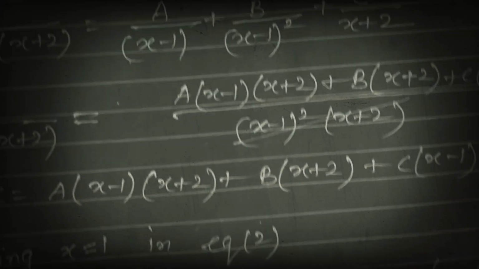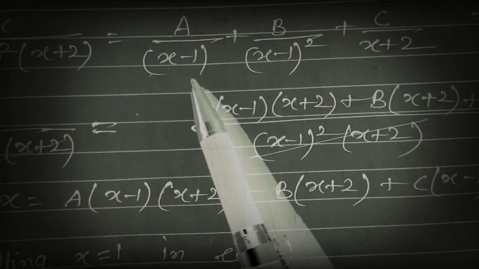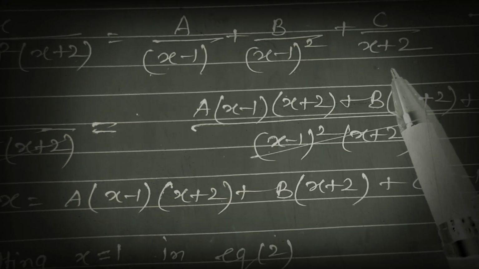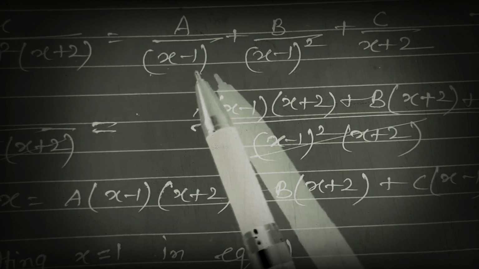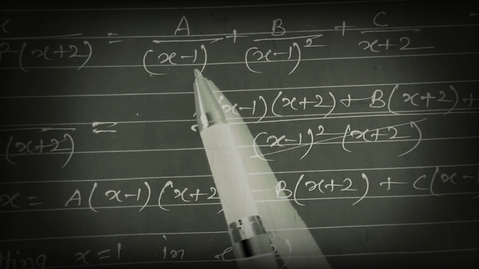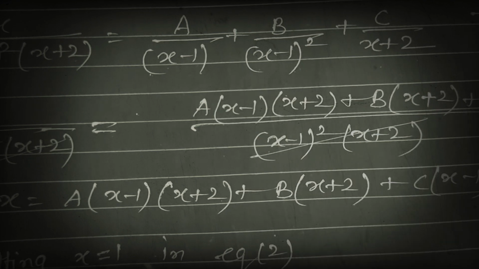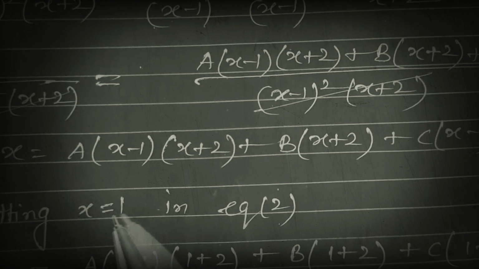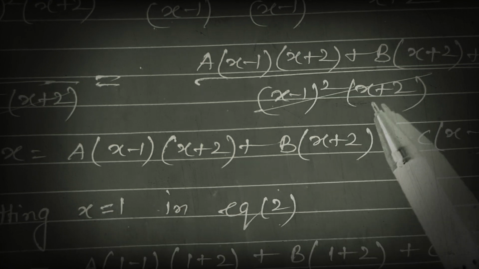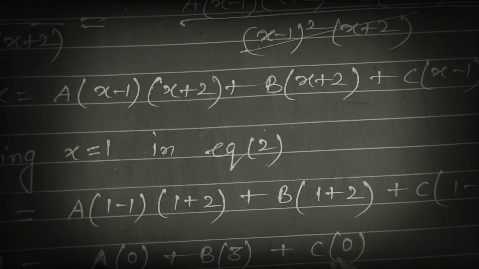Now we will put x is equal to minus 2 on both sides. Here we have x minus 1 whole square and x plus 2. To make x minus 1 zero we take x as 1, and then we can get the value of a. Similarly, x plus 2 we will take 0. Clear? So it is x is equal to minus 2.